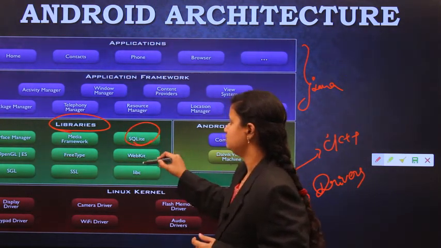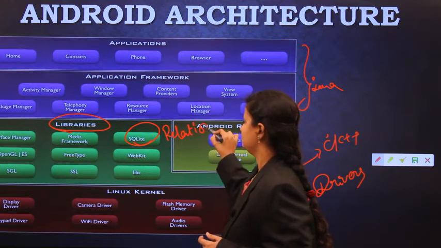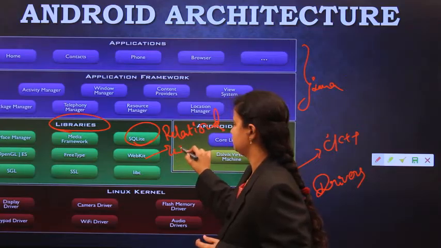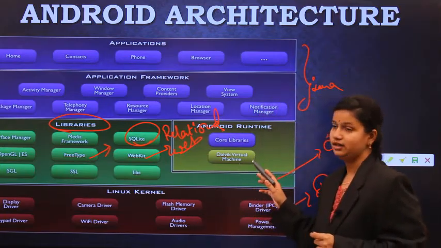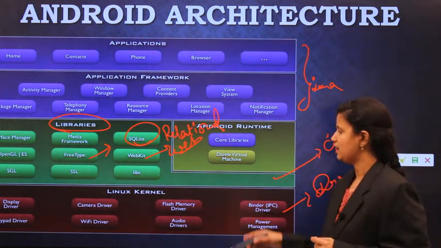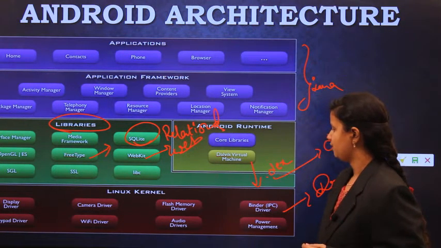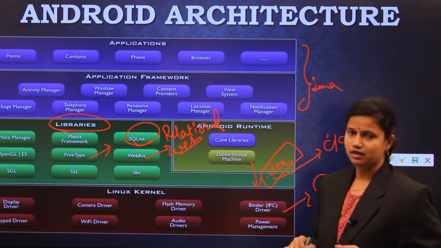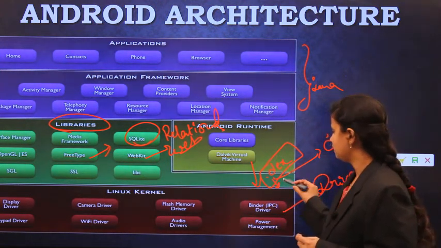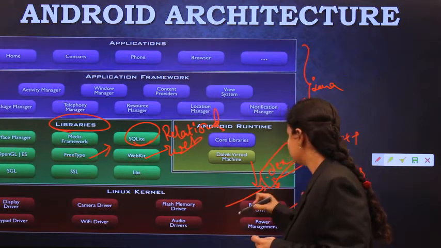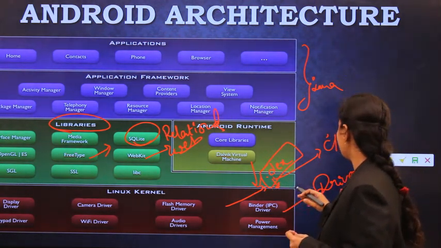SQL is for data to be stored in the form of a relational database. And WebKit for different web browsers, and libc, and FreeType. So different libraries are helpful, and the VM machine. And the Linux kernel comes after completion of your executable file. It will generate a .dex file format. This .dex file format requires different driver classes. So based on the different driver classes, this Linux kernel will provide those drivers from the Android architecture.